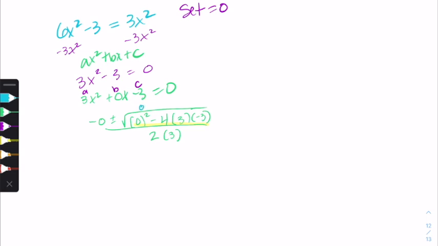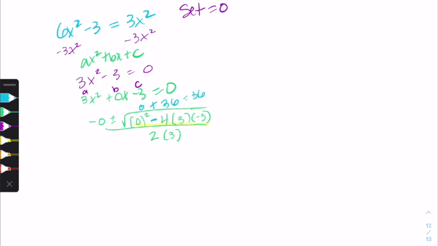So 0, and then I do 4 times 3, which is 12, times negative 3, which is negative 36, but then there's a minus here, so then it's really a plus. Or I like to do my numbers and then figure out the sign. So negative times positive times negative is a positive. 4 times 3 is 12, 12 times 3 is 36, so plus 36, which just gives us 36.